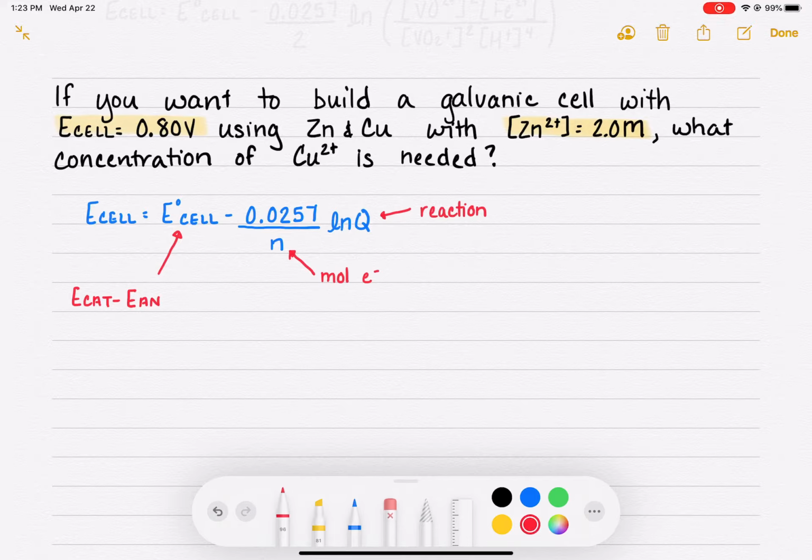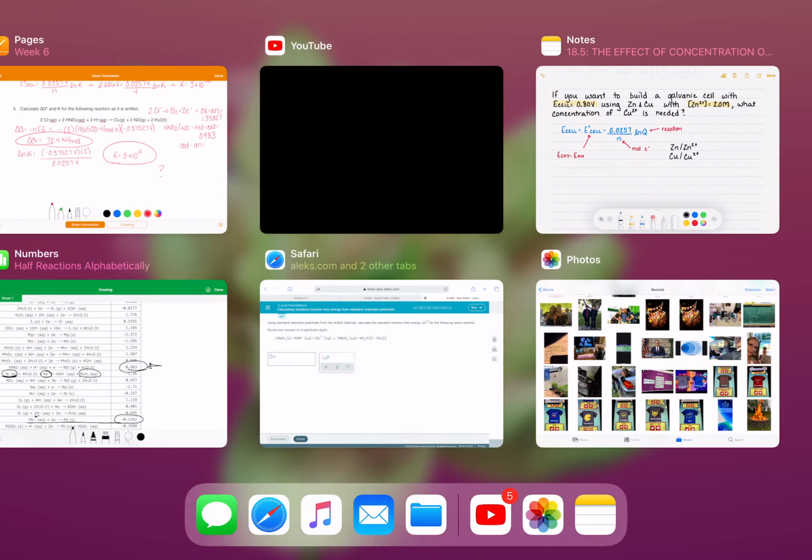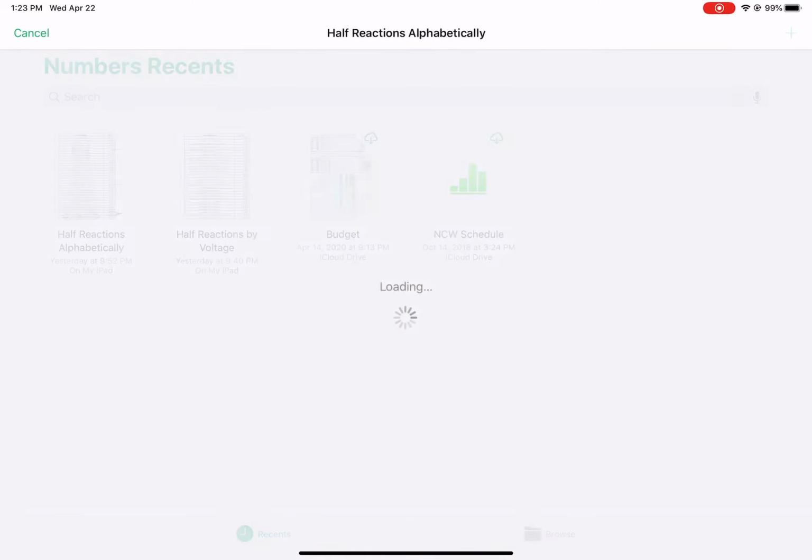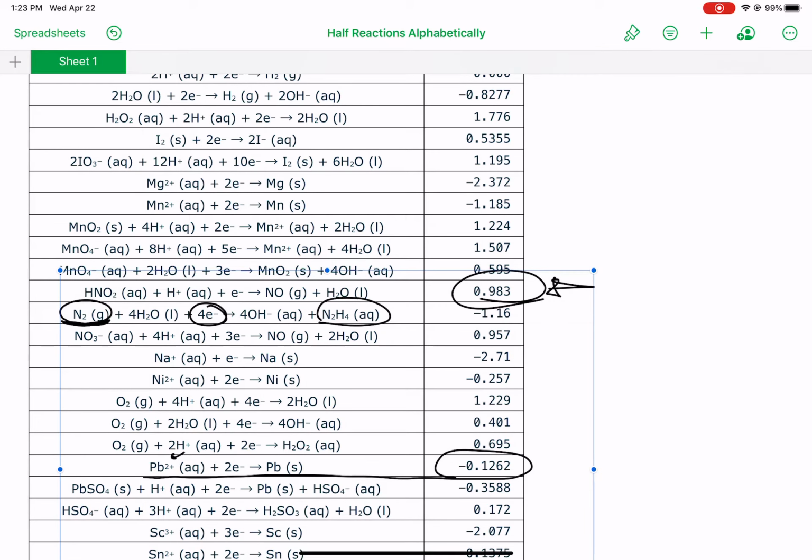So I think that what we're going to do here, let's start with going to those data tables and finding the appropriate half reactions. And I know that I'm looking for a zinc and zinc 2+ combination. That's going to be one of my half reactions. And I know that I'm also going to be looking for a copper 2+. That's going to be my other half reaction. So let's go find our data tables and let's see what these equations look like.